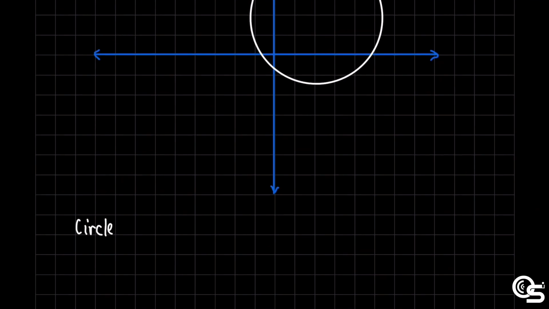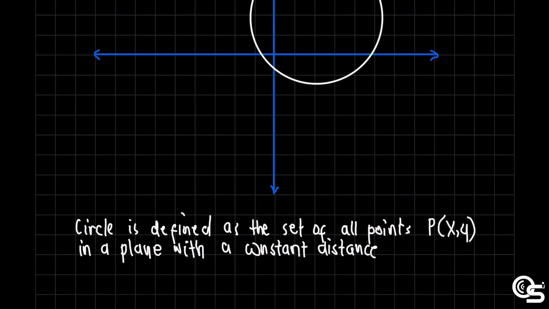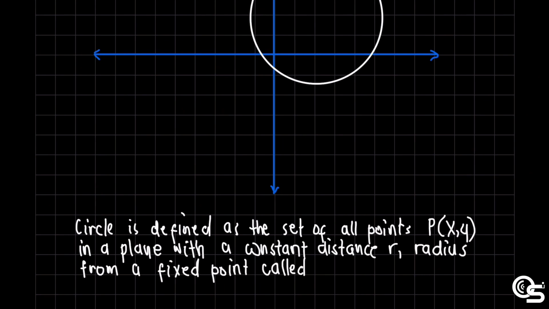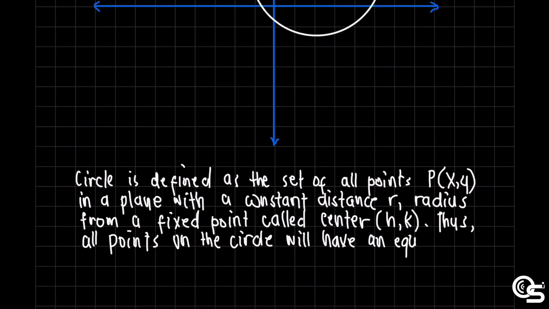A circle is defined as a set of all points P(x, y) in a plane with a constant distance r, which is the radius, from a fixed point called the center, denoted as C(h, k). Thus, all points on the circle will have an equal distance r from its center.